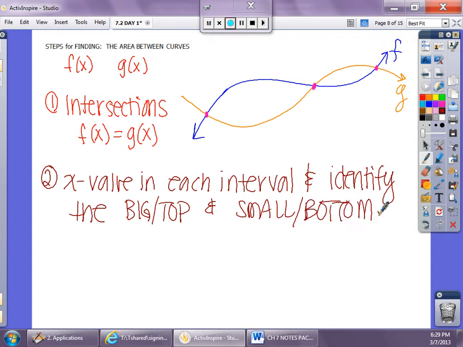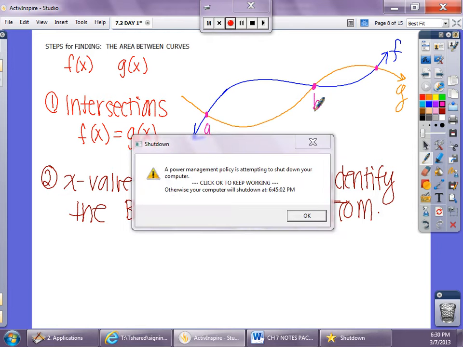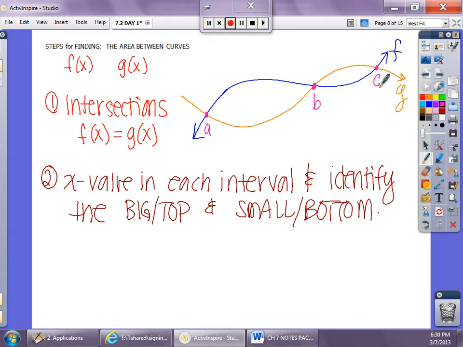All right, so let's think about that. How would you do that? Well, here, let's call that A, let's call that B, let's call that C, and then we're going to find an x value right here. We're going to call that x value a new value, let's call it D. I take that D value and put it into the f function, and then I put it also into the g function. And depending on the values, you'll easily be able to tell which one's bigger and which one's smaller.